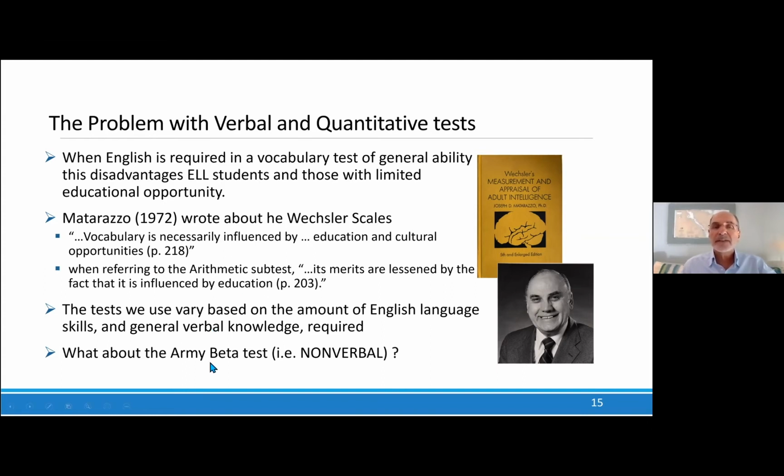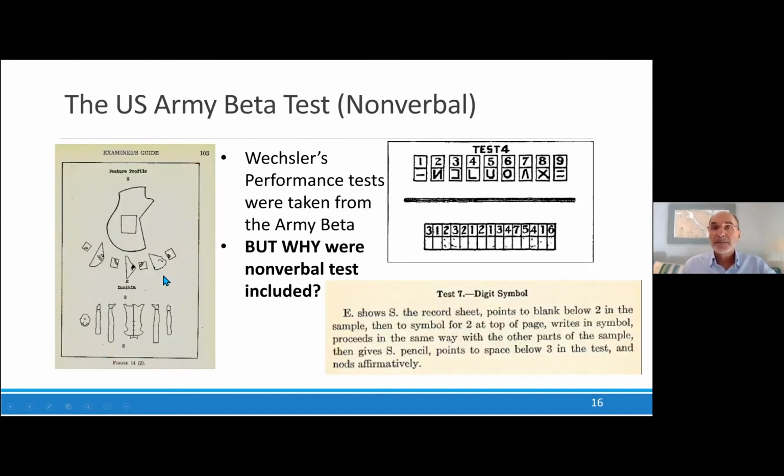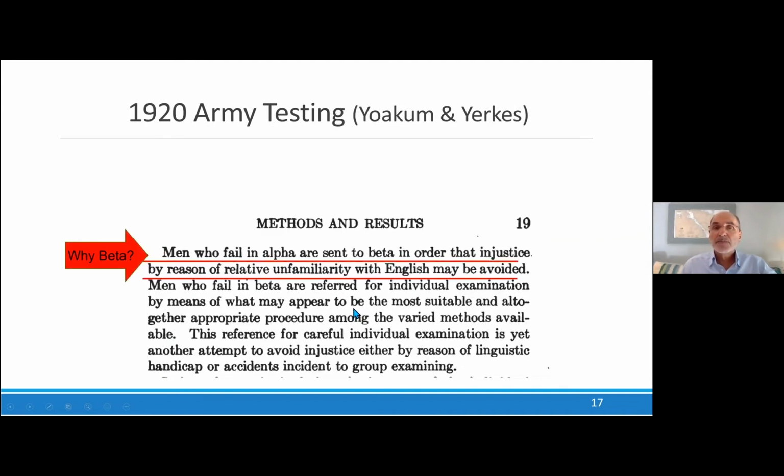And then why do we have nonverbal tests? These are what they look like: object assembly, coding. Why do we have them? On page 19 of Yoakum and Yerkes' book on the Army Mental Testing Program, they explicitly say men who fail in alpha, that's the achievement kind of tests, are sent to beta, the nonverbal, in order that injustice by reason of unfamiliarity with English may be avoided.